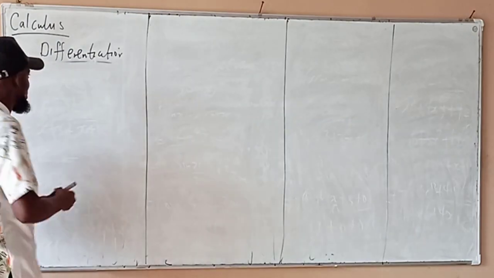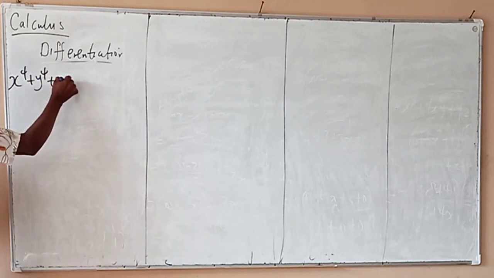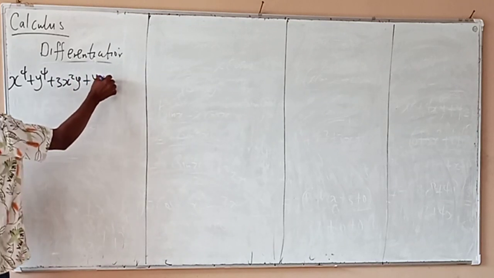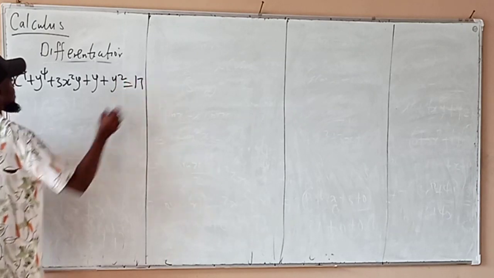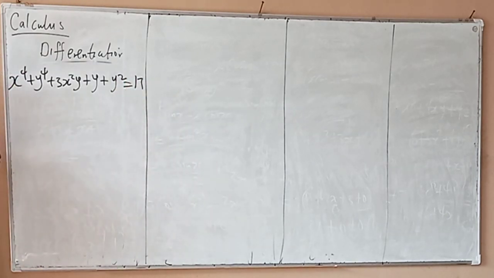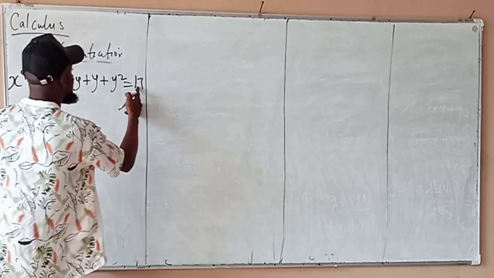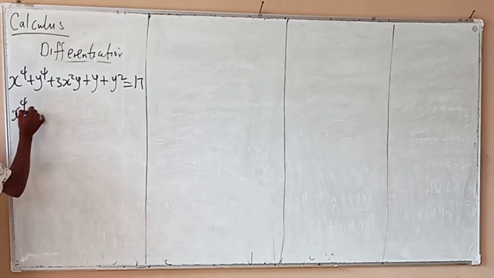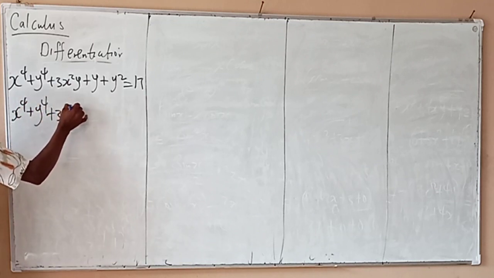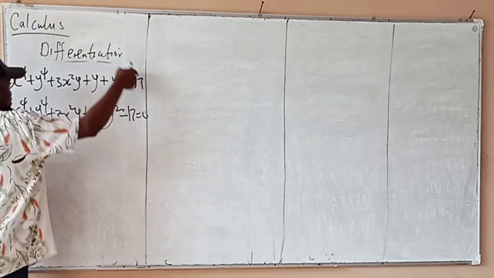Alright, look at more questions now. Let's have x power 4 plus y power 4 plus 3x squared y plus y squared is equal to 17. What is the value of dy over dx? So first thing, before you can use this shortcut, everything must be equal to 0. So when you remove this, everything on the other side, move it to this side and put it to 0. So we're going to have x power 4 plus y power 4 plus 3x squared y plus y squared minus 17 is equal to 0.